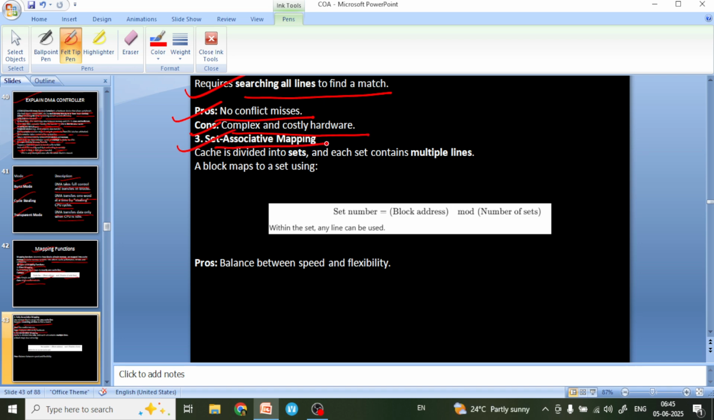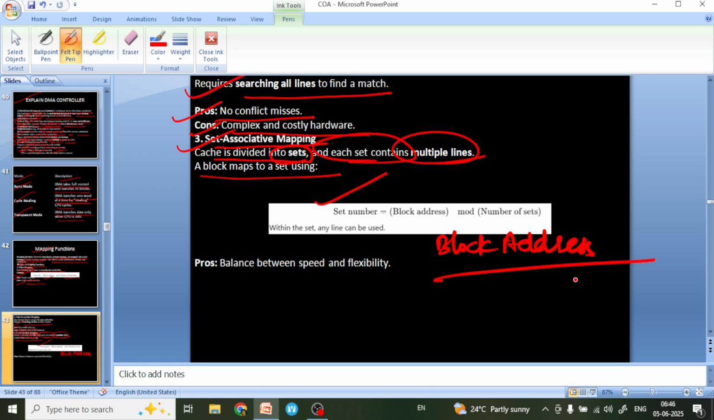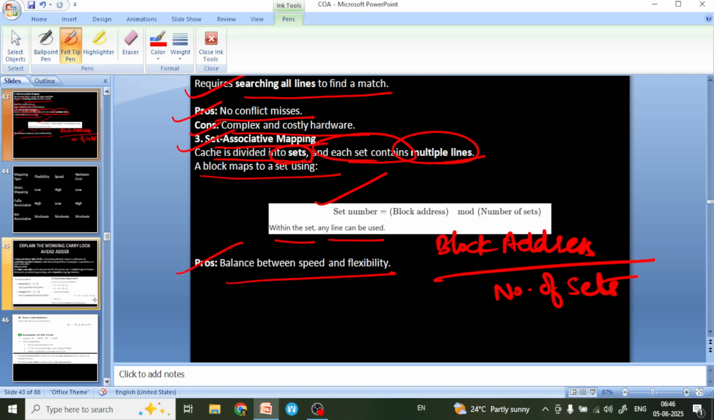Third, set associative mapping. The cache is divided into sets and each set includes multiple lines. A block maps to a set using the set number, block address divided by number of sets, and within the set any line can be used. Profit: a balance between speed and flexibility.